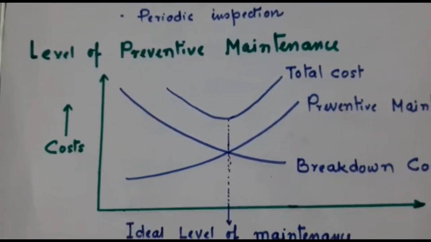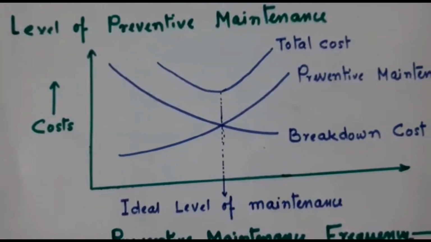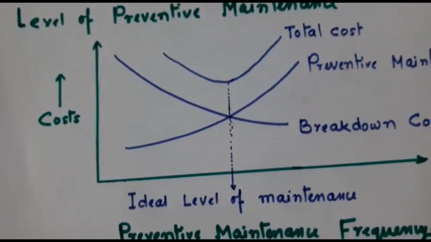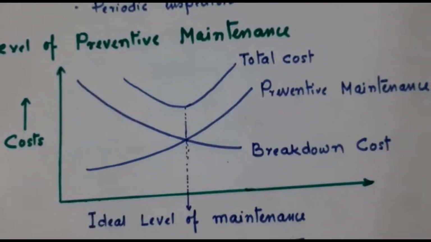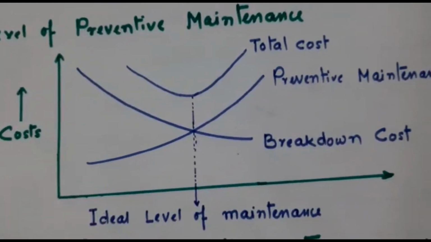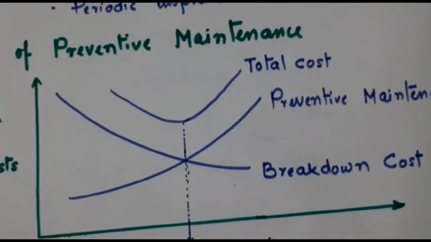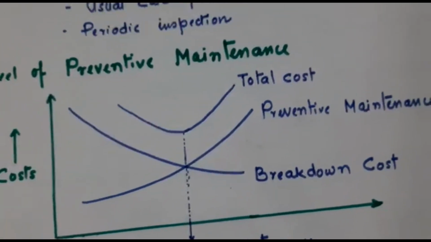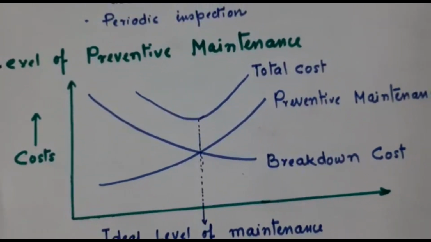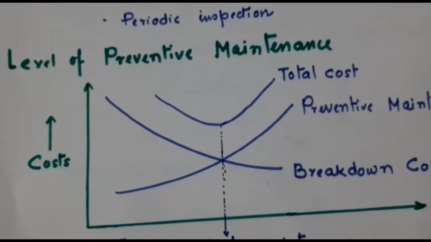Definitely, if preventive maintenance is carried out more times, that is, if the frequency is increased, it will lead to less breakdown, and hence the breakdown cost of the machine will decrease. Breakdown cost means the cost of the idle time of the workers, idle time of the machines, and production loss. All these are components of breakdown cost, and this cost can be lowered to a great extent if we increase the preventive maintenance frequency.